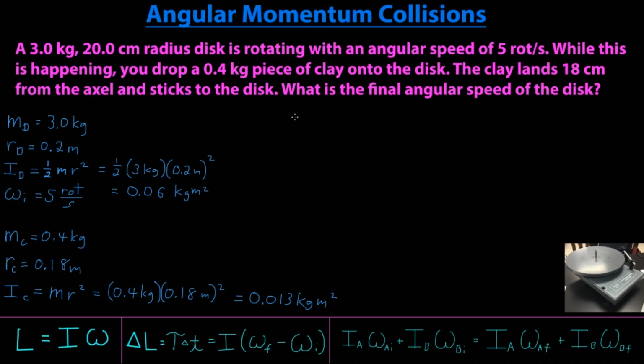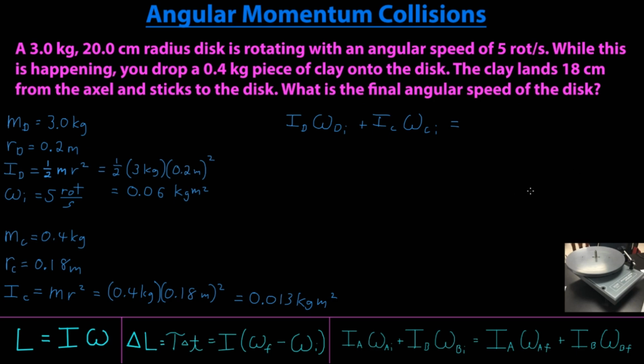Let's lay out our new equation. I have the initial moment of inertia of the disc, initial angular speed of the disc, plus moment of inertia of the clay, initial angular speed of the clay. Now, just like linear, the equal sign represents the collision. Everything to the left of the equal sign is before the collision. Everything to the right of the equal sign is after the collision.